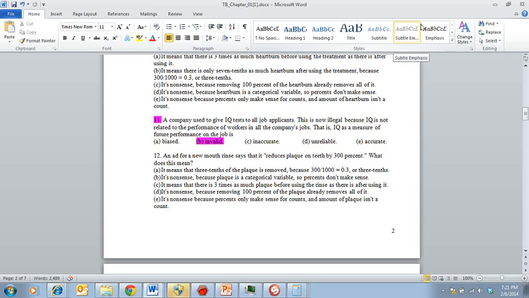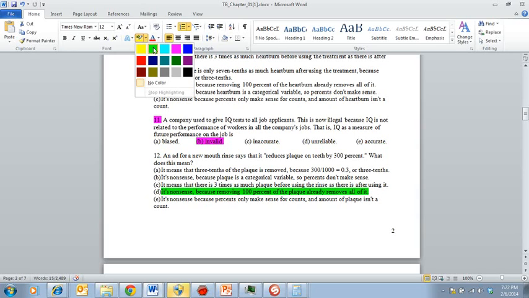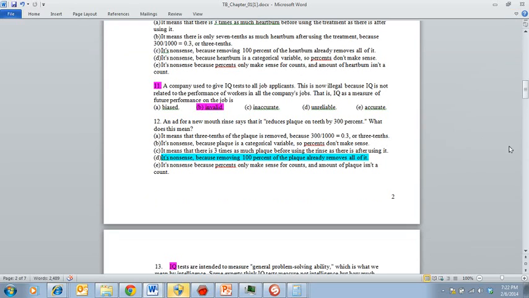The first question for 1.3 in this packet was number 12. Number 12 says an ad for a new mouth rinse says that it reduces plaque on teeth by 300%. What does this mean? Well, I hope you all realize that this is nonsense, because removing 100% of the plaque already removes all of it. If you remove 100% of it, anything else that you remove is going to be straight up your own teeth, and you definitely don't want to remove your enamel.